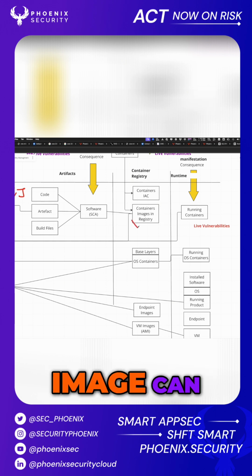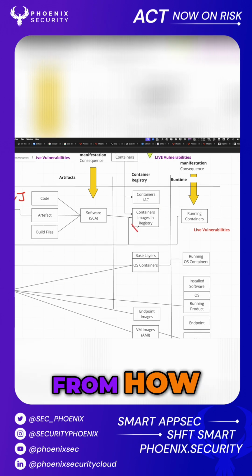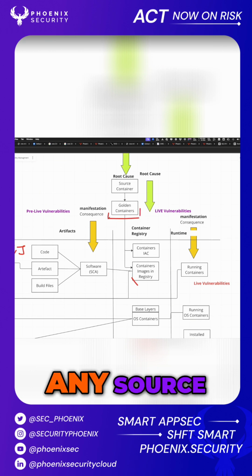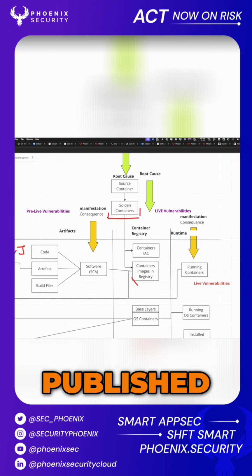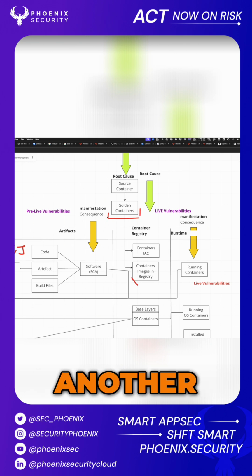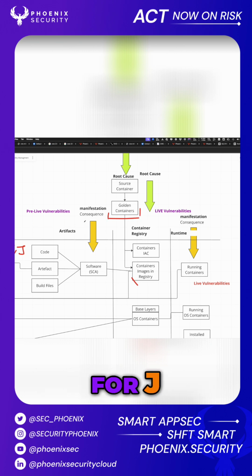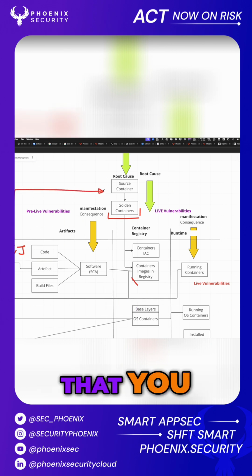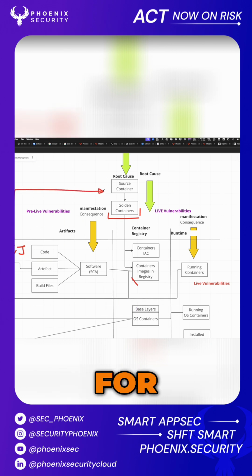Now, that image can come directly from how you build it, or it could come from any source that somebody else has published. So you might download a container, or you might build a container with another piece of container that has log4j. So the library might be inside a container that you download from an AMI that has, for example, log4j.